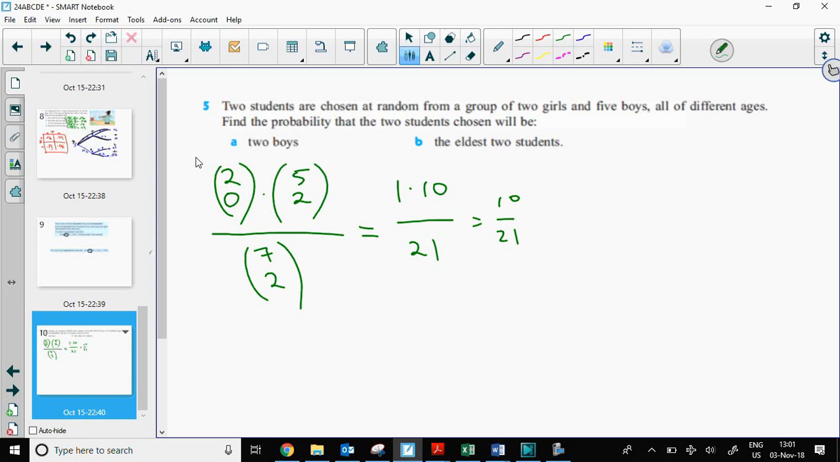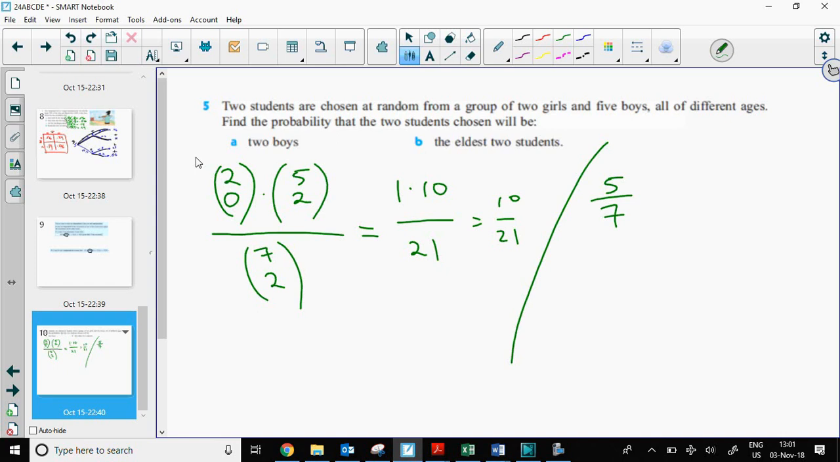What I think is the easier way to do this is to think of it this way. The first student that we choose has got to be a boy. How many boys are there? There's 5 of them. So that first boy being chosen has a probability of 5 out of 7.